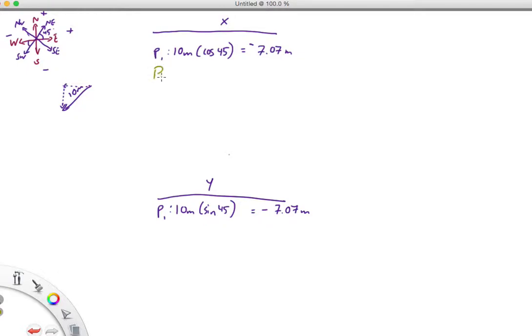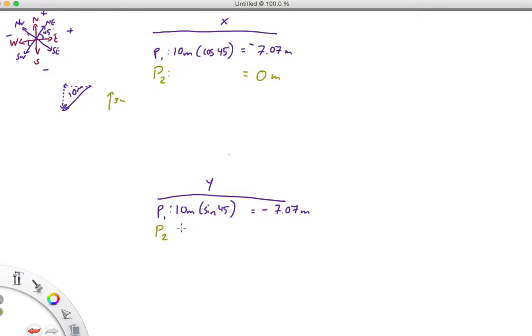P2 is 3 meters north. This makes things really easy because if you go 3 meters north, that's what it looks like. There is no x component. So we could say 3 times the cosine of 90, but that just equals 0. So I'll just make it short and sweet there in our x direction. It also makes it very easy. There's no angle here. It's just perfectly straight up.